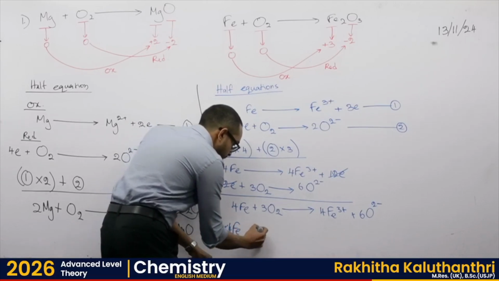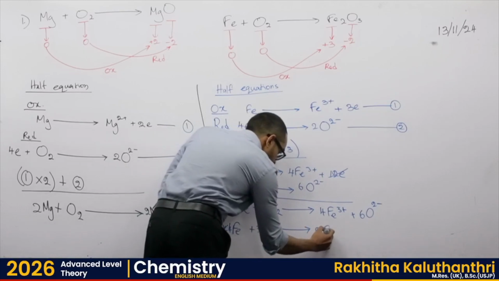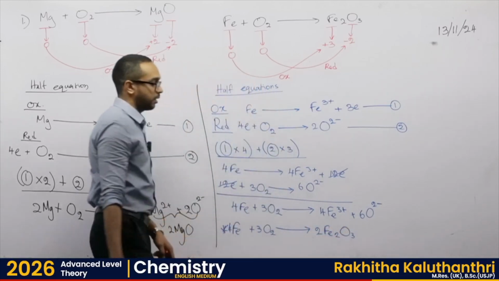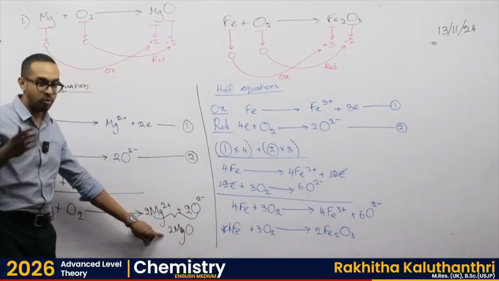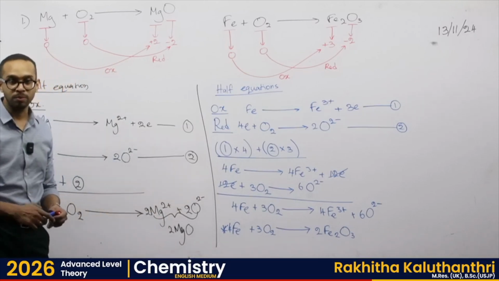4Fe plus 3O2 turns into 2Fe2O3. You can write it like that. I normally indicate it like this. Some of you might be wondering, shouldn't we write it like that? Yeah, you can. You can write it like that, no problem.